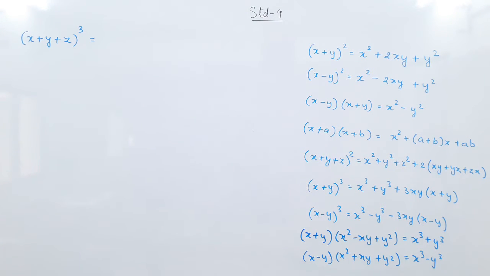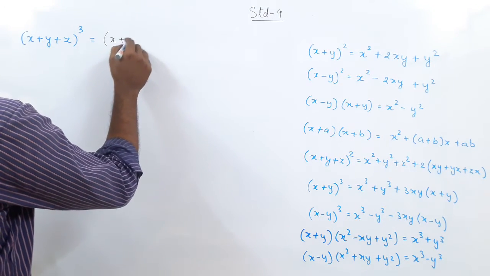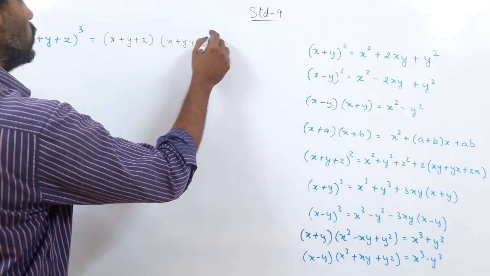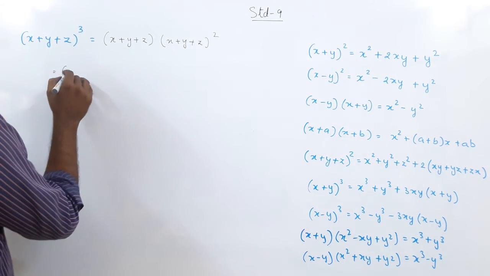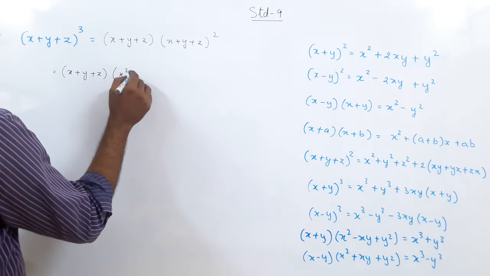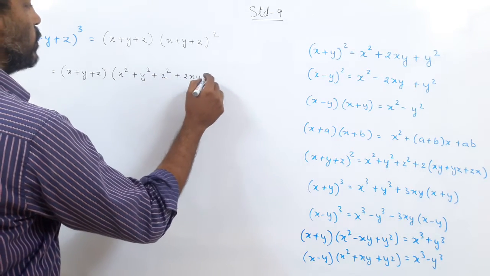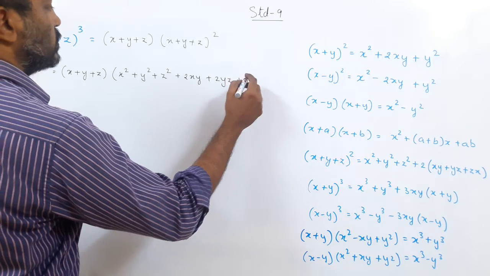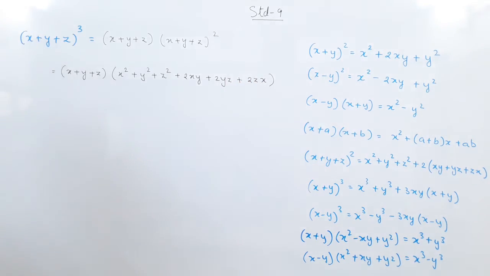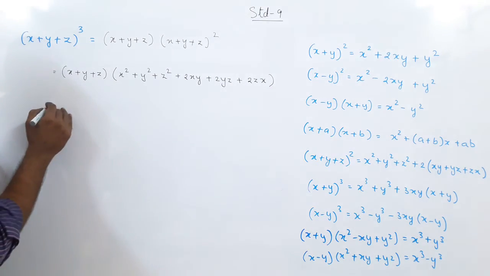So we start with the expansion of this formula. We will write this as (x + y + z)(x + y + z) the whole square. This I will write as (x + y + z) into (x² + y² + z² + 2xy + 2yz + 2zx). Right? So this I have written as it is, this I have expanded. And now we start with the multiplication.